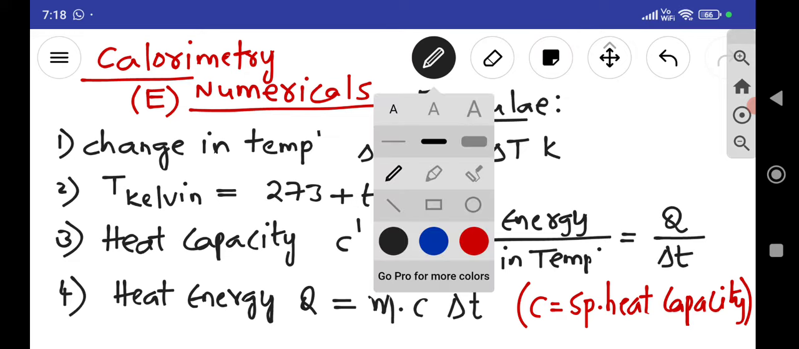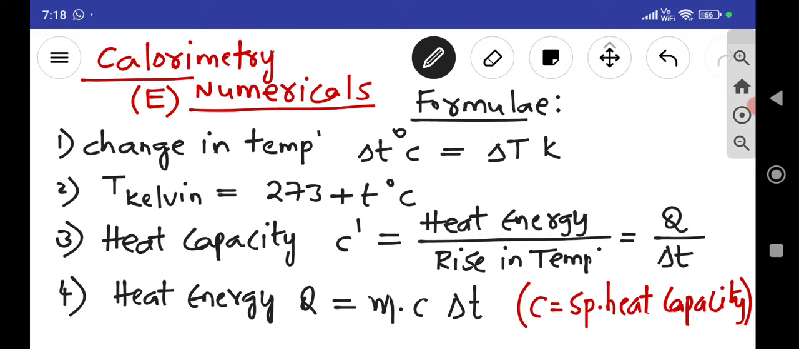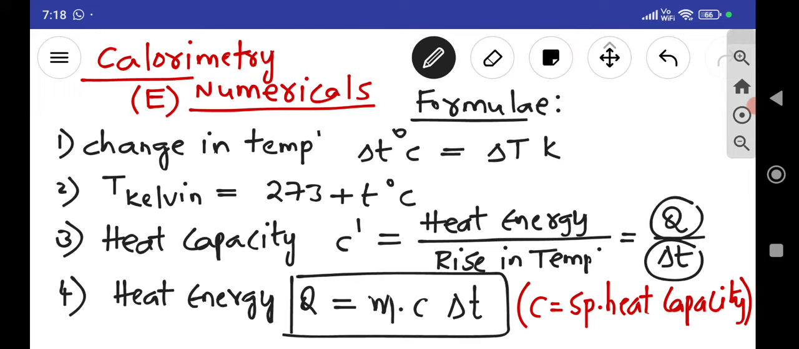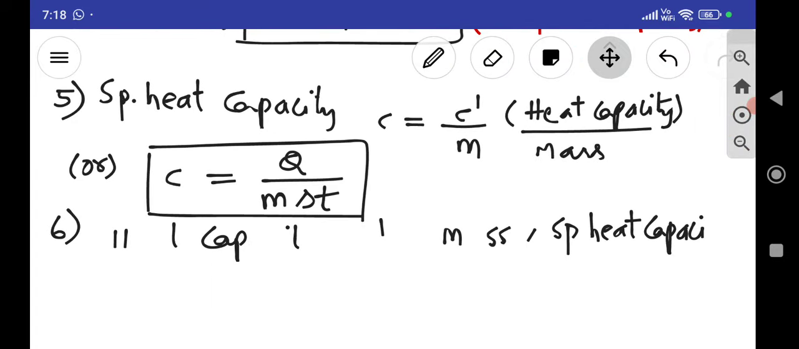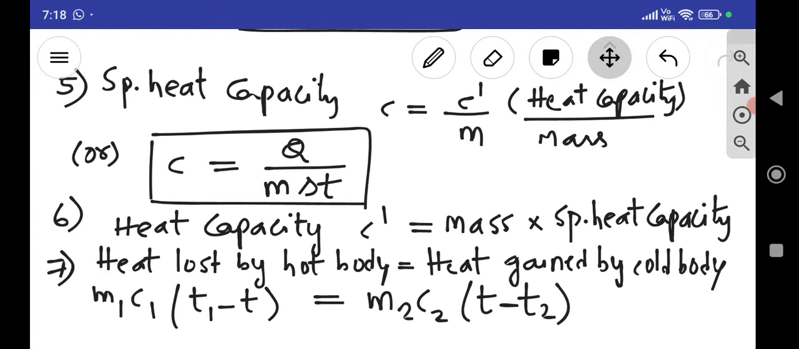Third one, we are writing heat capacity C dash, which is equal to heat energy Q by delta T. Fourth formula, Q is equal to mass into specific heat capacity into change in temperature. Fifth one, specific heat capacity is represented as C, which is equal to heat capacity by mass, or you can also write C is equal to heat energy by mass into delta T.